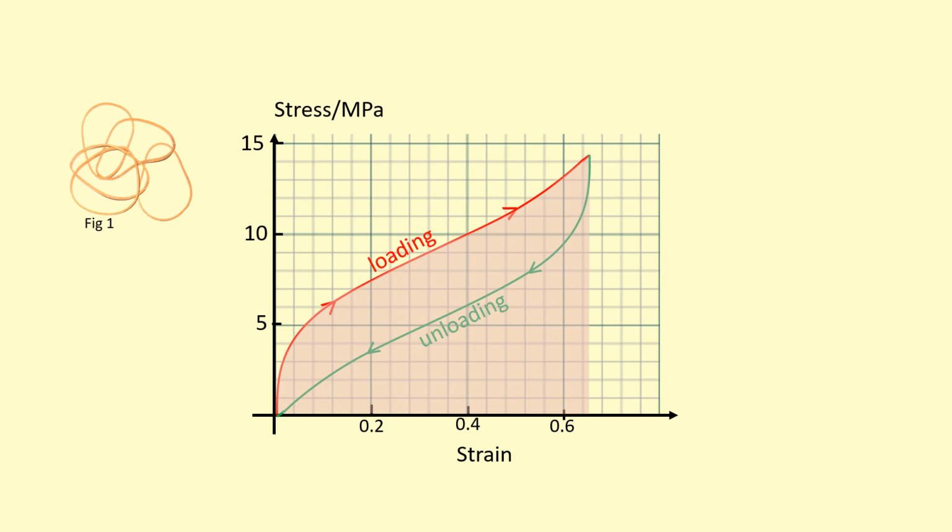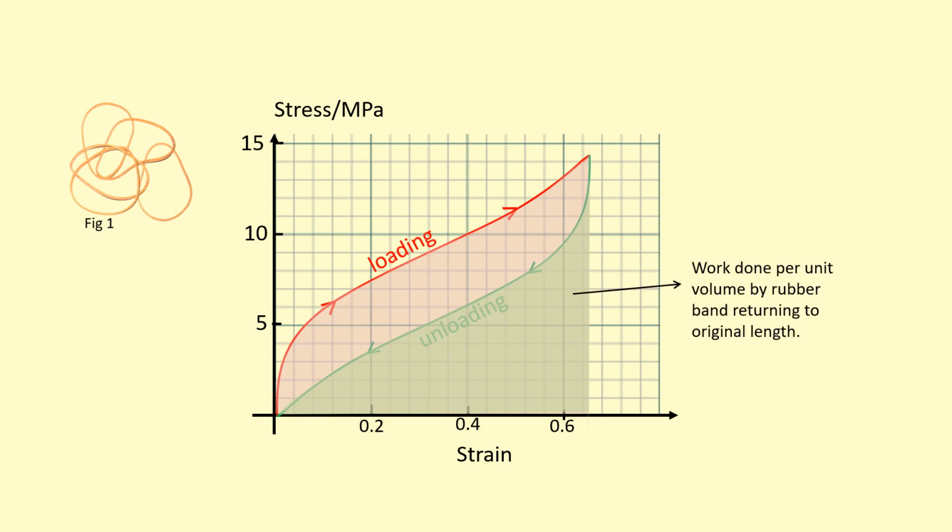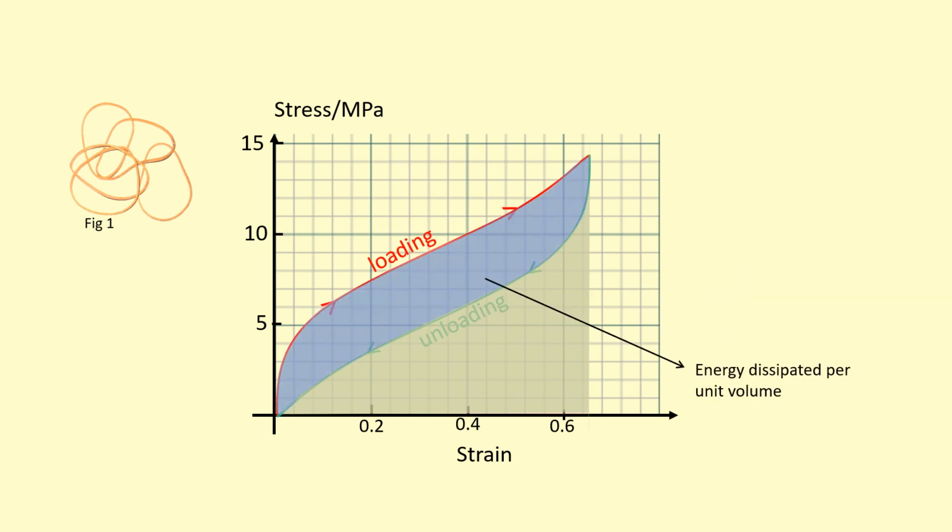And the area under this curve, which is shaded by the green here, is the work done per unit volume by the rubber band returning to its original length. So if we had something hanging on it, it could raise something with this energy, or it can speed up something with this energy. So as you can see, there's a difference. The amount of energy we put in loading is more than the energy we got back when we're unloading. So this area that's in between the curves is the energy that's dissipated per unit volume, stretching and unloading the rubber band. So that would cause, for example, the rubber band to heat up each time you stretch and unload the rubber band.